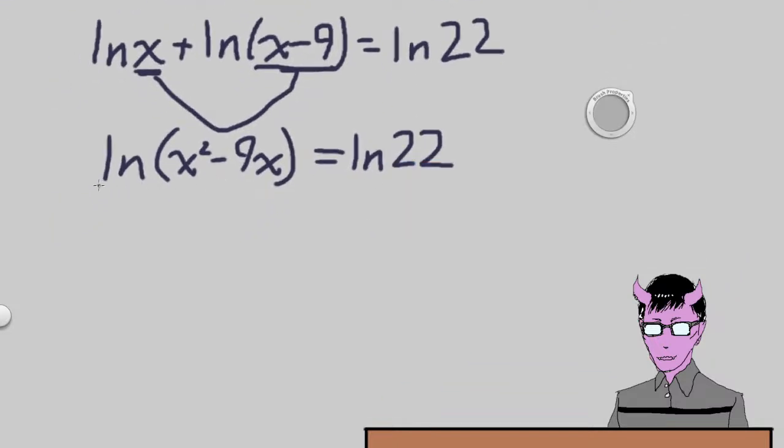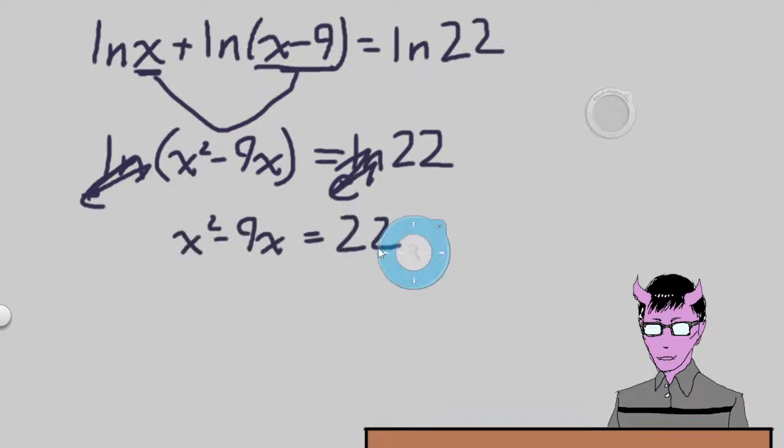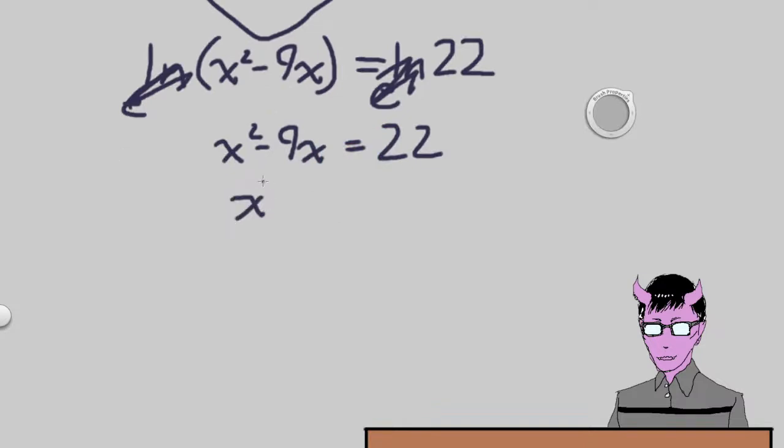Wonderful. So now we have natural log of a thing and then natural log of another thing. So you can technically exponentiate both sides. You can do the fancy step right there. But regardless, argument on the left hand side is equal to argument on the right hand side. So x squared minus 9x is equal to 22. So same answer as before, right? So let me just speed through this. So minus 22 from both sides. We've already done this.